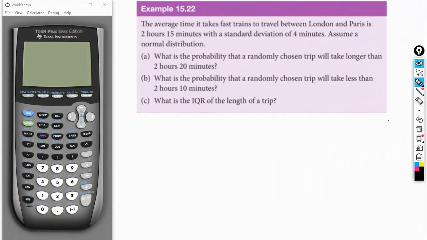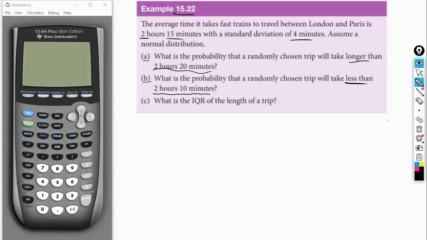Okay, so next we have example 15.22. And it says, the average time it takes fast trains to travel between London and Paris is 2 hours, 15 minutes, with a standard deviation of 4 minutes. Assume a normal distribution. Part A, what is the probability that a randomly chosen trip will take longer than 2 hours and 20 minutes? Part B, what is the probability that a randomly chosen trip will take less than 2 hours and 10 minutes?